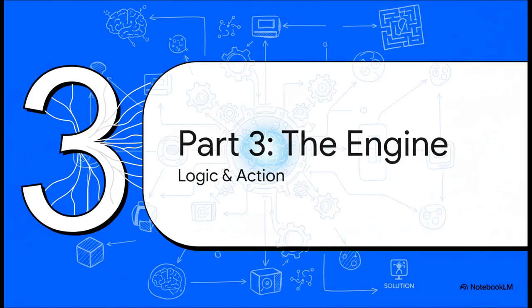But how do they all fire in sync? Well, that brings us to the engine. We need a central nervous system to coordinate everything. This is called orchestration, and it's the magic that lets an agent handle really complex, multi-step problems.